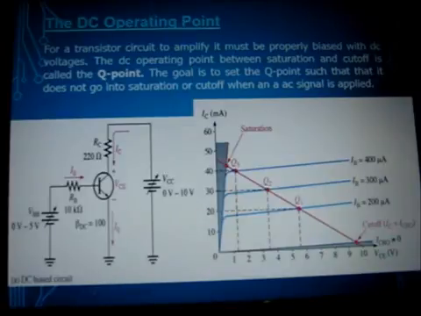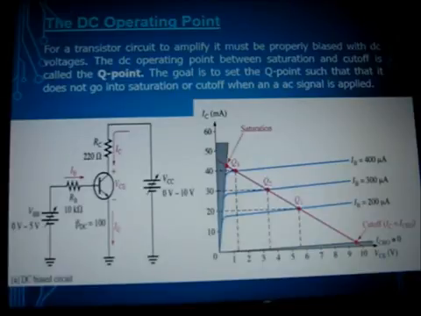Now coming to the topic, the DC operating point or the Q point. For a transistor circuit to amplify, it must be properly biased with DC voltages. The DC operating point between saturation and cutoff is called the Q point. This point lies between the saturation and cutoff regions. The goal is to set the Q point such that it does not go into saturation or cutoff when an AC signal is applied.